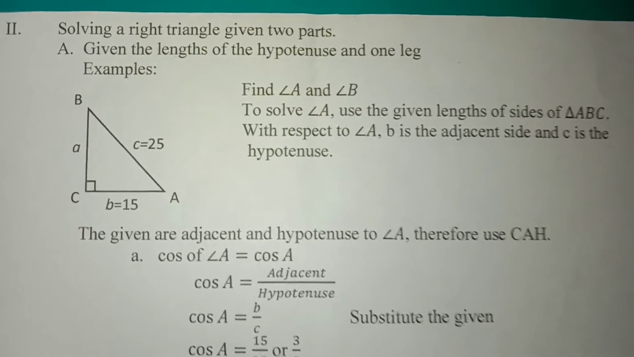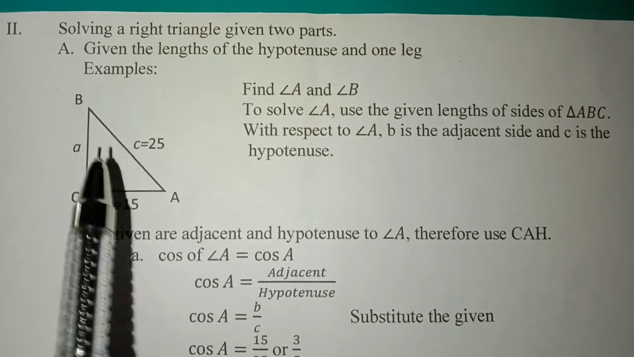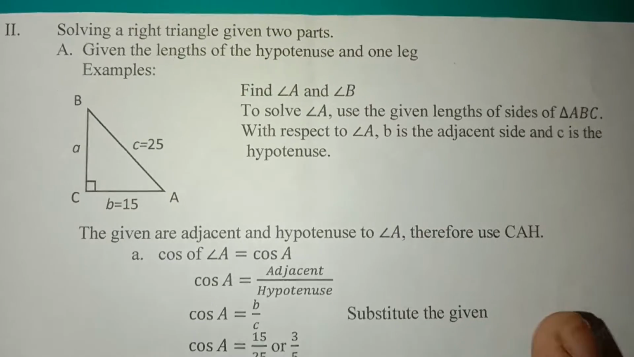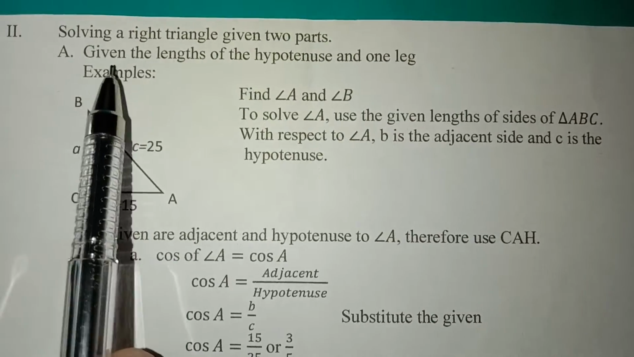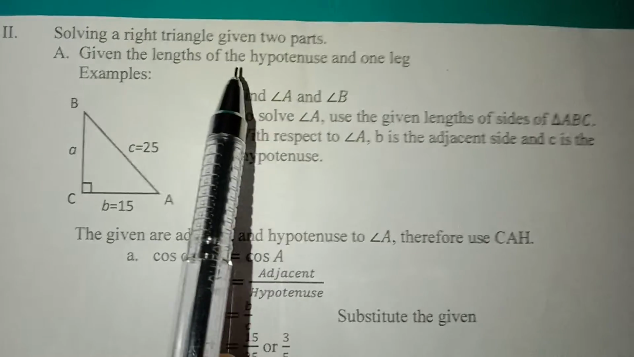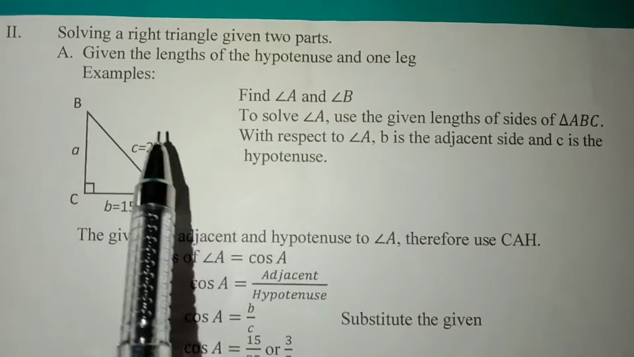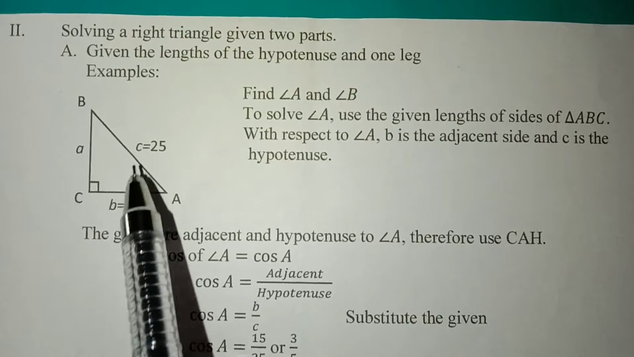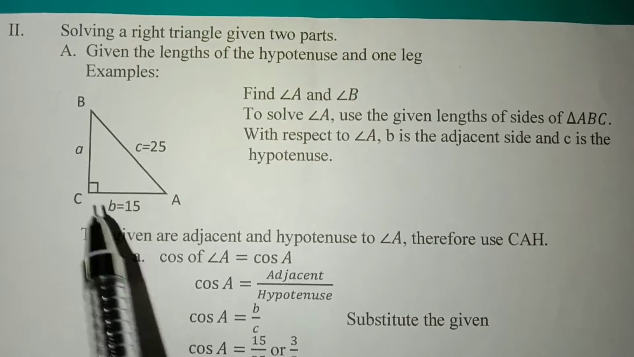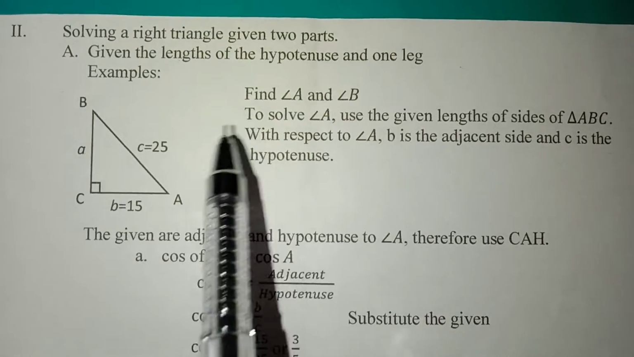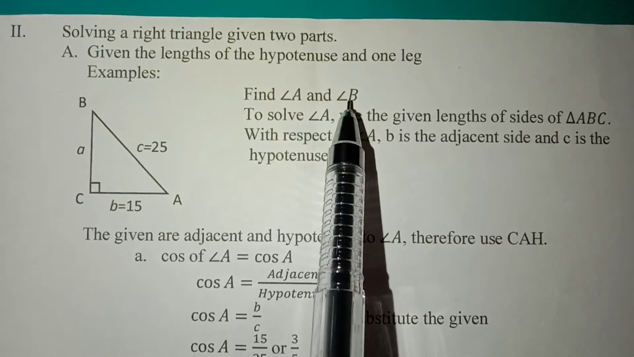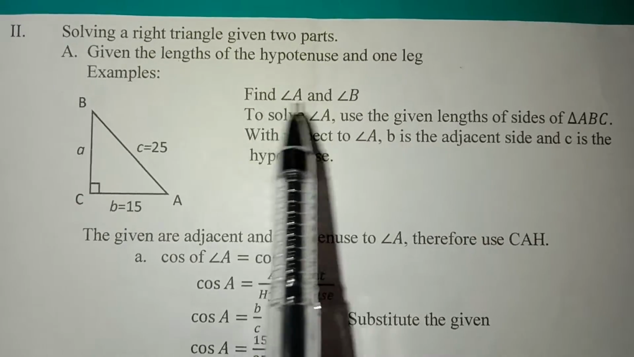So let us solve this right triangle given the two parts. For example, letter A, given the lengths of the hypotenuse and one leg. Then we're going to find the angle A and angle B. So how to find the angle A and angle B?